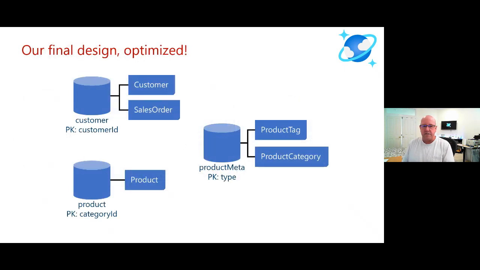So there's our final design, fully optimized. We went from 8 tables in a relational world down to 3 containers in Cosmos DB. So simpler, easier, and best of all, it's scalable.